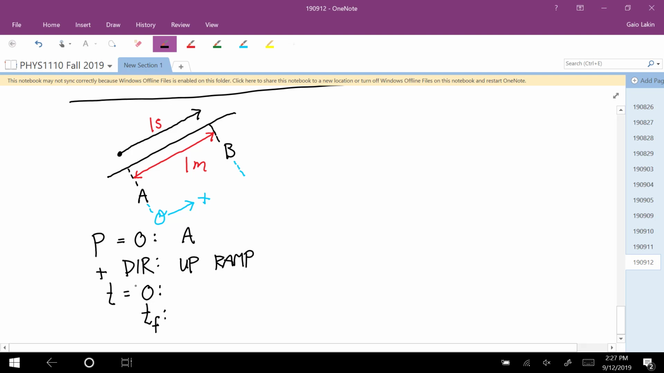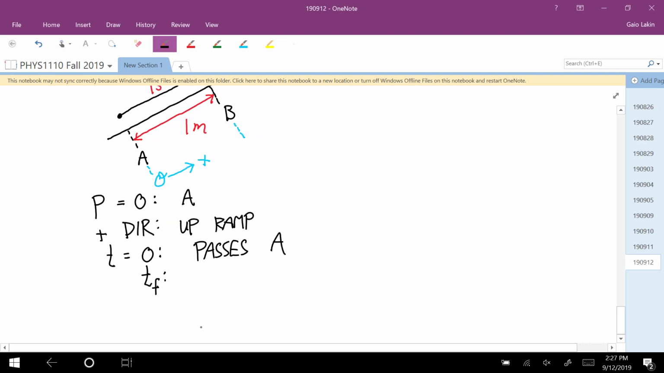Yeah, we want to call time equals 0 when the ball crosses that point A, because we know stuff there. We know the distance between where the ball is at that point and B, and we know the velocity at that point. So this is going to be when the ball passes A. And what do you want to call time final? Yeah, passes B.